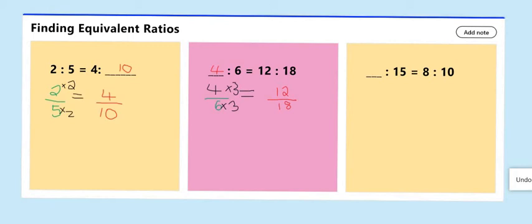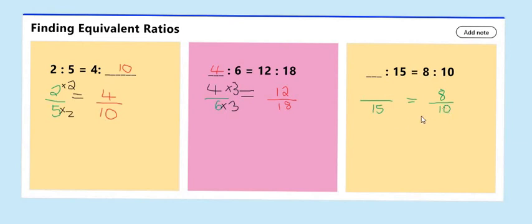Final question. This question is going to be a little bit more difficult than the others, but I'm going to show you how you work it out. Something over 15 is equivalent to 8 over 10.